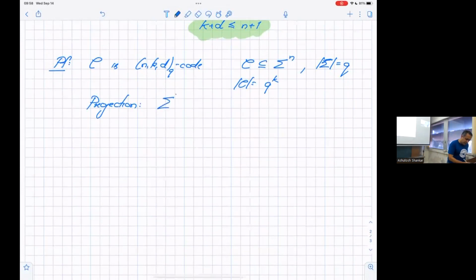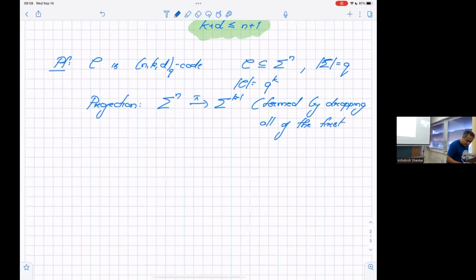From the space of sigma to the n to sigma to the k minus 1 projection pi. And what does it do? It drops out all the first n minus k plus 1. It just drops them off, formed by dropping all of the first n minus k plus 1 symbols. Okay.